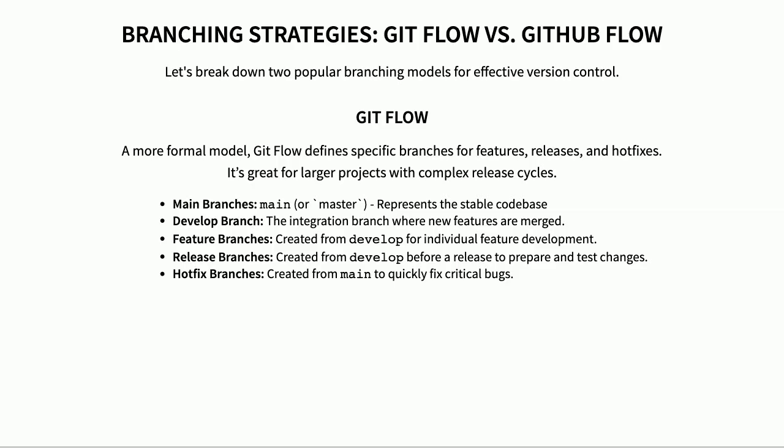GitHub Flow is much simpler. It's all about small, frequent pushes and pull requests directly into your main branch. Basically, you just keep pushing updates until they're reviewed and merged. Both are valuable. Git Flow can be really helpful for large projects with complex release cycles, while GitHub Flow works great for smaller teams wanting a faster pace.